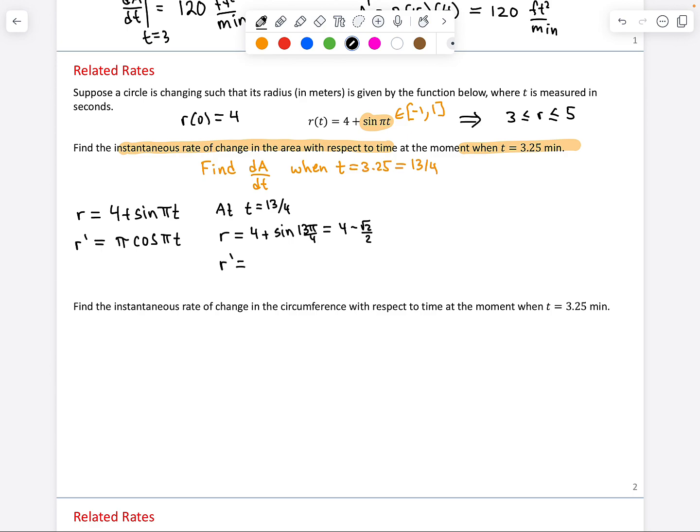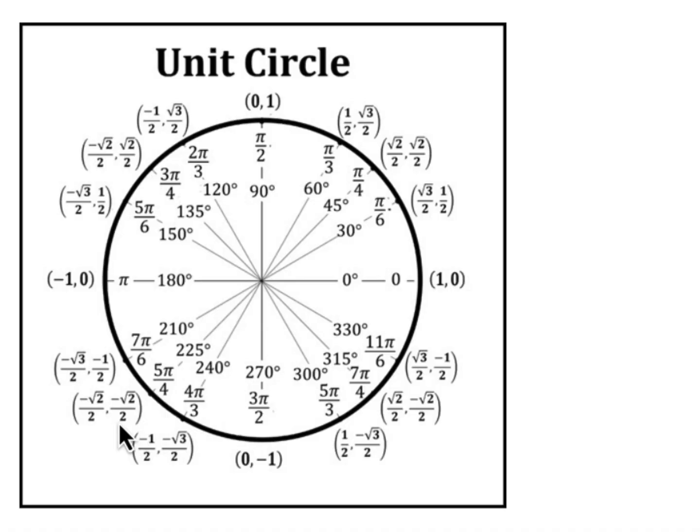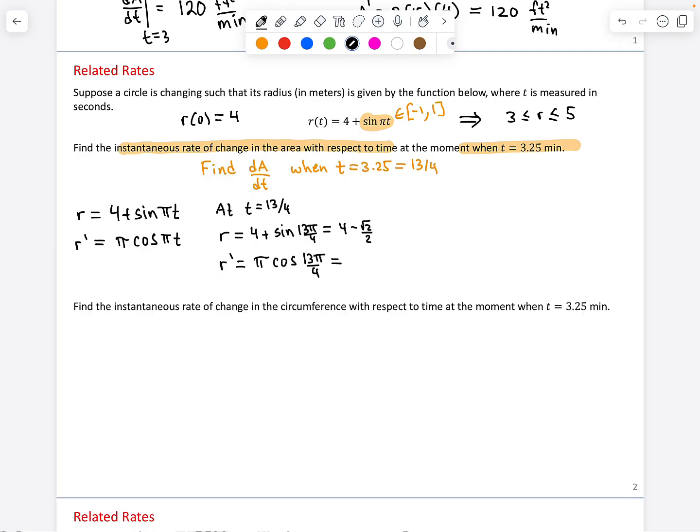And r prime at the same time will be pi times the cosine of 13 pi fourths, and the cosine is this coordinate. Again, negative root 2 over 2. So we get negative pi root 2 over 2. These are the values of r and r prime at this moment in time.